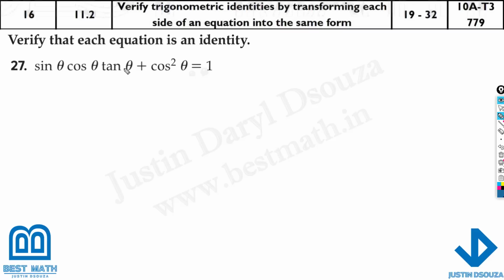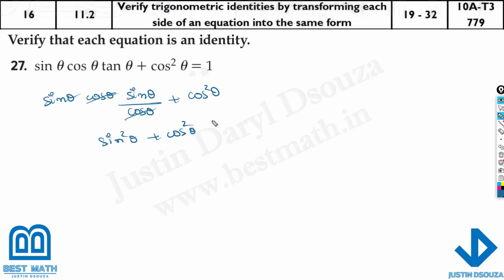Sine theta, cosine theta, tan theta plus cos squared theta equals 1. Here sine, let it be as it is. Cosine, again the same thing. What is tan theta? Tan theta is sine theta by cosine theta. Then we have cosine squared theta. Here, this cosine is cancelled. What happens? Left side is sine squared theta plus cosine squared theta. Now here, look at this. Yes, left side, what is it? Pythagorean identity.